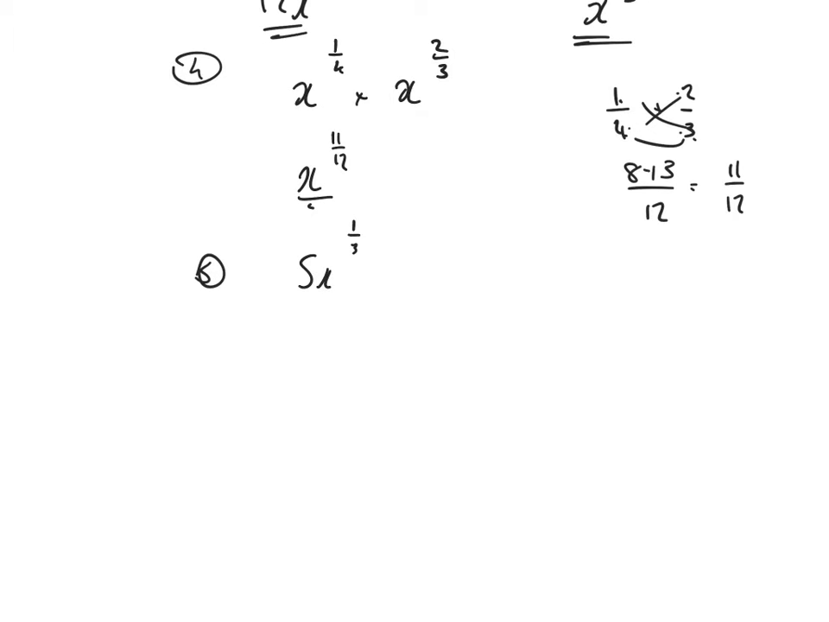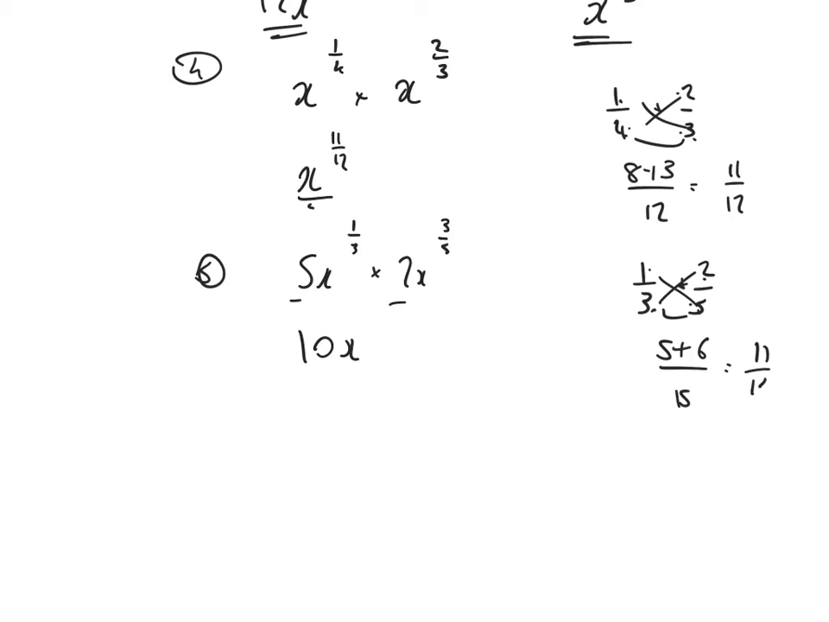Example 5: 5x to the 1/3 multiplied by 2x to the 3/5. Okay, so 5 times 2 is normal, is 10. Let's go to the side and do a third plus 3/5. 5 times 1 is 5, plus 3 times 3 is 9, over 3 5s are 15, and that's 14/15. Final answer, 10x to the 14/15.